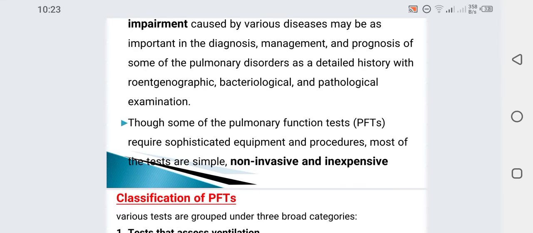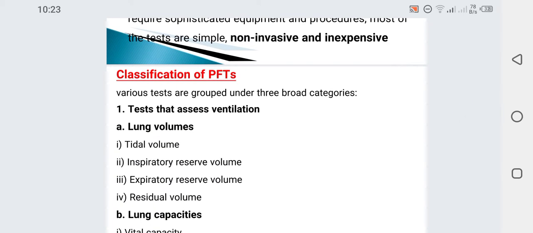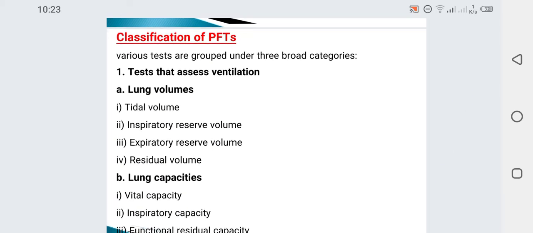Though some pulmonary function tests require sophisticated equipment, most of them are simple, non-invasive, and inexpensive. Now come to the classification. The pulmonary function tests are done for the assessment of ventilation, gaseous exchange, regulation, and for fitness purposes. First, for the assessment of ventilation, different types of tests are done.